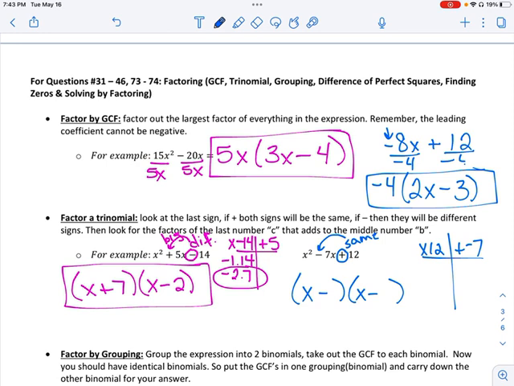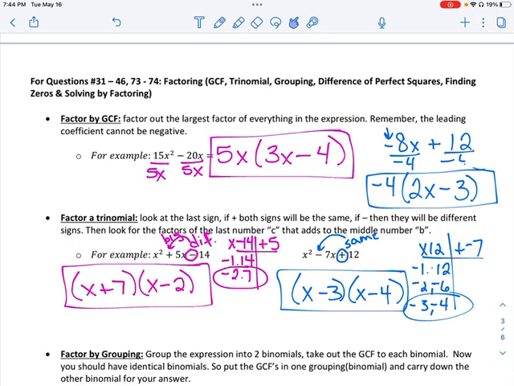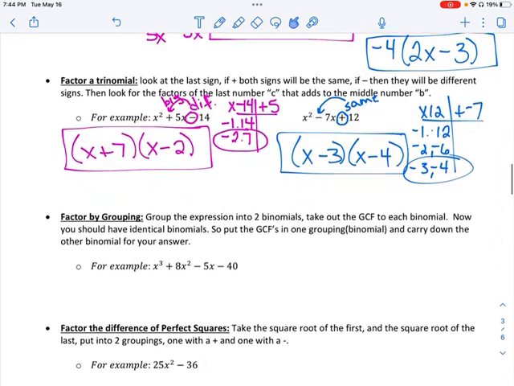And both signs are the same. So I'm going to go -1 and -12. I'm going to go -2 and -6 and -3 and -4. Okay, and I look for which one will give me a -7, and it would be a -3 and a -4. And that is how we do factoring a trinomial.